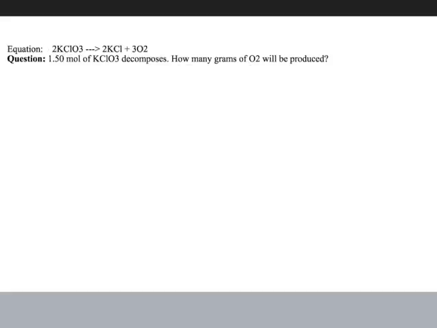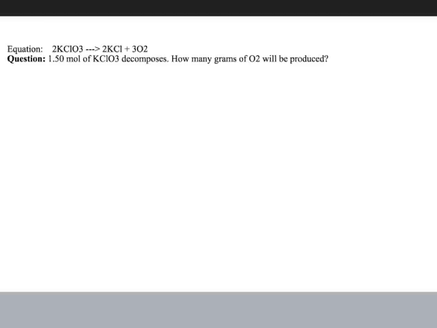Hi y'all, I wanted to work out a problem with you today over stoichiometry. So we already have our balanced equation here. We have 2 moles of potassium chlorate decomposed to produce 2 moles of potassium chloride and 3 moles of oxygen gas. Please forgive that the subscripts did not transfer over, but I think you should realize that the 3 with the oxygen on the potassium chlorate should be a subscript, as well as the 2 associated with the oxygen on the product side.